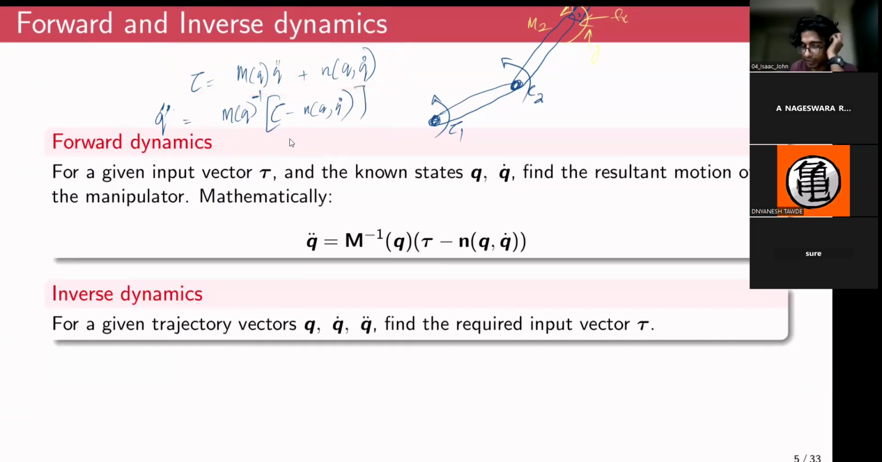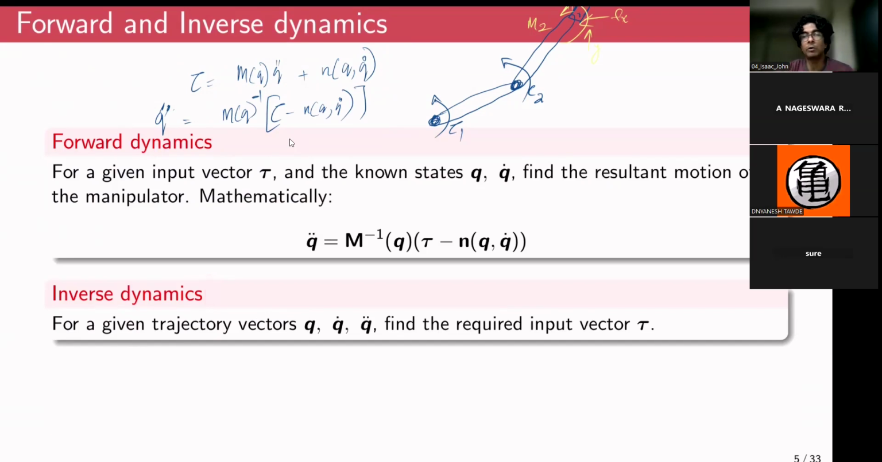And in the case of an inverse dynamics problem, it is defined as, for a given trajectory vectors q, q dot and q double dot, find the required input vector tau. Similar to the inverse kinematics problem. If we want the robotic manipulator to move along a desired trajectory, what should be the input that we should be supplying to the motors, right? So that the robot can be controlled along the desired trajectory. So that problem is inverse dynamics.